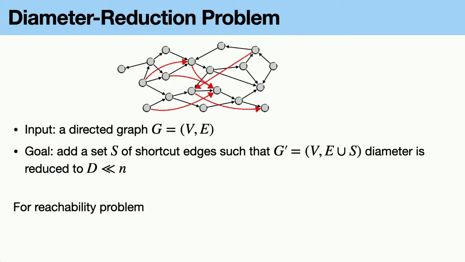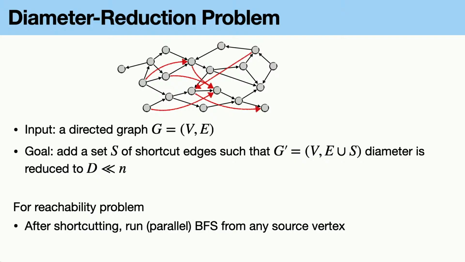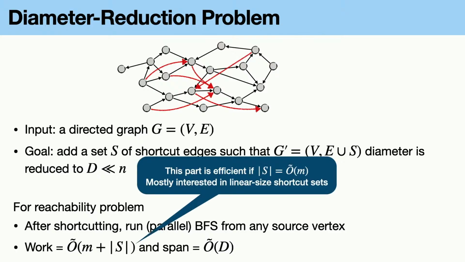And if I'm trying to solve the reachability problem, this means that after I shortcut, I would just run breadth first search from the source vertex. If you're doing multi-source BFS, the advantage here is that you've already shortcutted. Once you've shortcutted once, you can run BFS over and over with different source vertices and not have to redo the shortcutting because the graph already has low diameter. So the work here is going to increase because we've added some edges to the graph. So we care about how big this shortcut set is. Ideally, we'd like the shortcut set to not be much bigger than the size of the graph. And that's mostly the regime I'm going to be looking at.